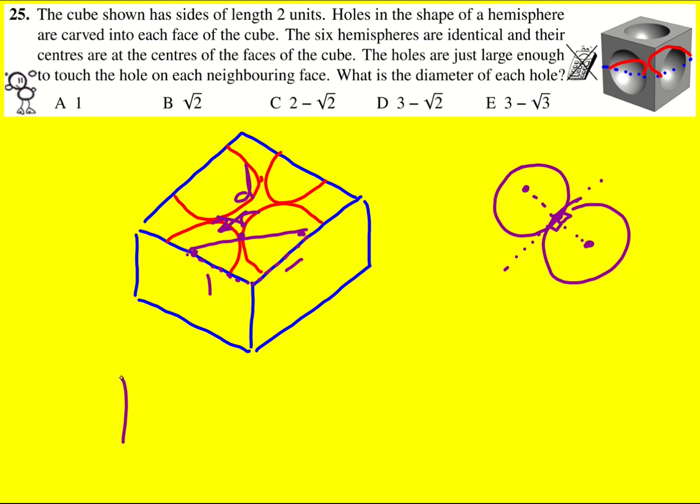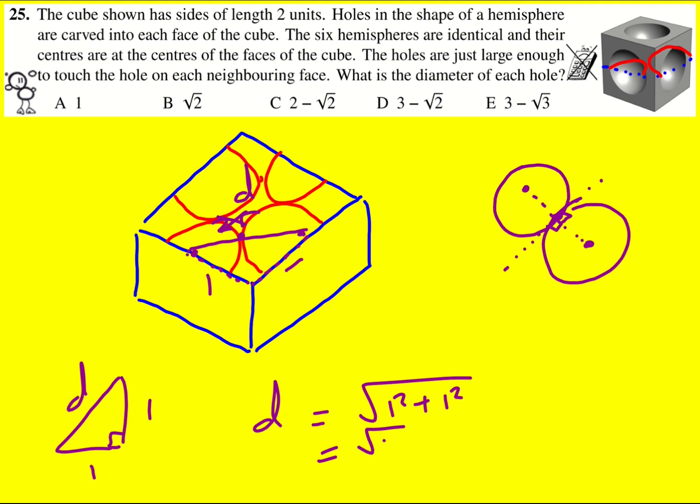This suddenly becomes a very simple problem once you've got this picture, but that's obviously the challenge to be able to get it. Got a right angle triangle with a hypotenuse of d, sides of 1. So d is equal to the square root of 1 squared plus 1 squared. It's just equal to root 2.